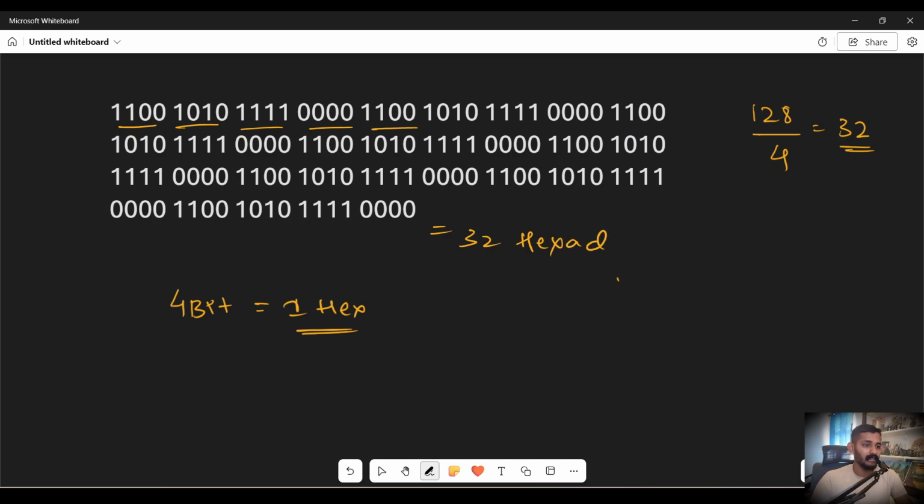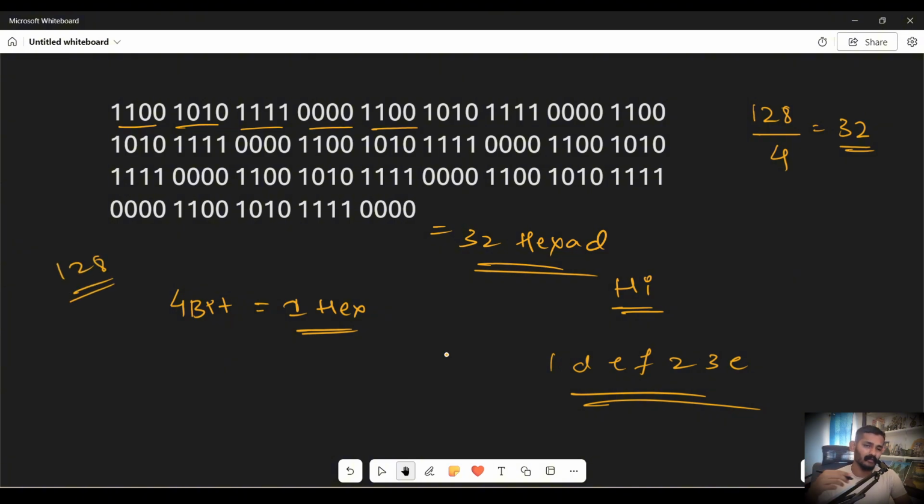Whenever you convert into MD5 hashing hexadecimal, it will become 32 characters, like 1 D E F and 2 3 E. Up to 32 characters, so 32 hexadecimal characters you can generate. Up to 32 only, you cannot go beyond that, because it is still restricted to the 128 bits. If you use 256, it will go way beyond. So that's how you can do MD5 hashing.